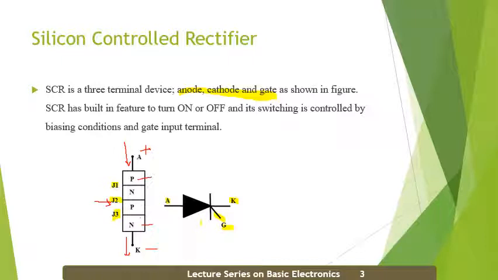To make this, we use this gate signal. This gate signal will be connected here. So when this is connected, we try to provide a positive voltage to this so that this junction is also made forward biased. When this junction J2 breaks, at that time there is flow of current from anode to cathode.